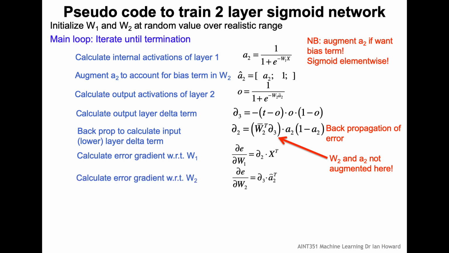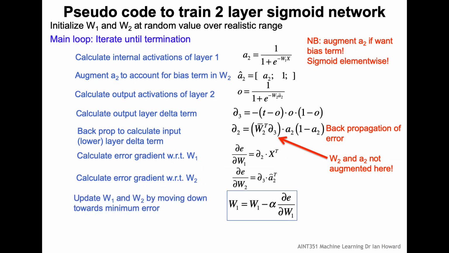And then we do the same thing for calculating the gradient of the error with respect to the weights in the second layer. And this is the easier one. But basically, this is then just given by delta 3, which is the output delta term, multiplied by basically the augmented inputs going into it transposed.